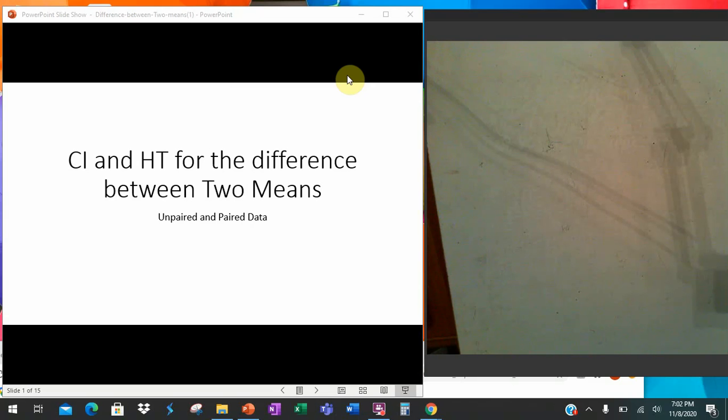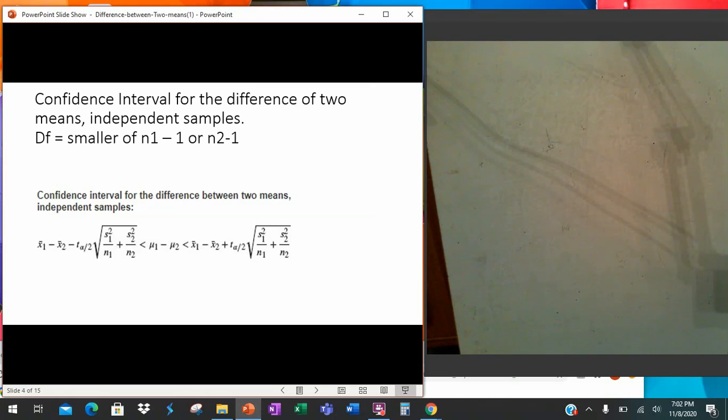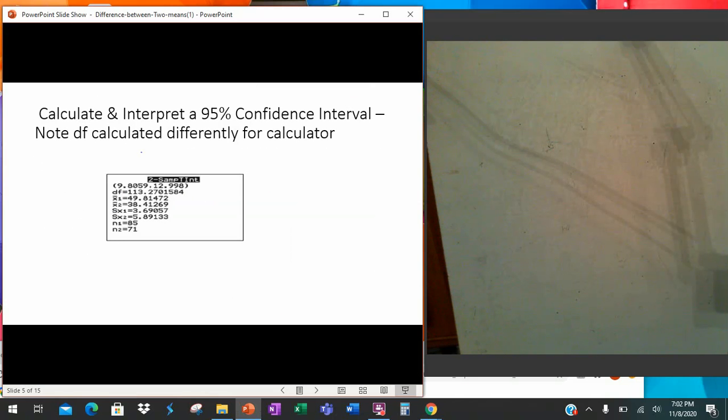Welcome back to MAT052. I'm going to continue working on the difference between two means. Last time we talked about unpaired data, or independent data, and I did want to go back through and clean up one thing before we get started.